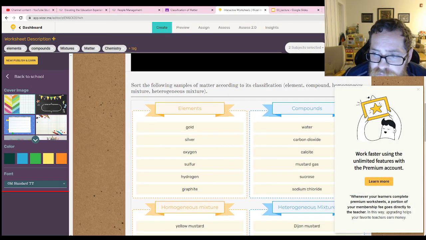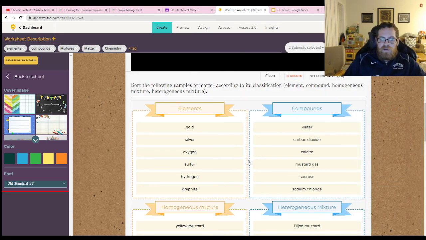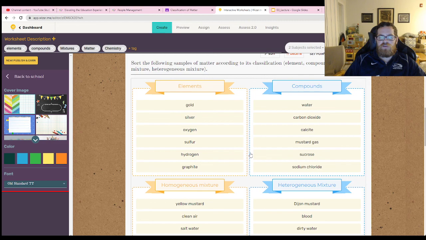Classification of matter. Right, elements. These are ones that we find just on the periodic table, mostly, and then graphite. So, gold, silver, oxygen, sulfur, hydrogen, all of those are directly on the periodic table. Then we have graphite. Graphite is one of the two pure forms of carbon, the other being diamonds. I know I've mentioned several times that graphite is just carbon. I was also hoping that you would look it up if you didn't know.